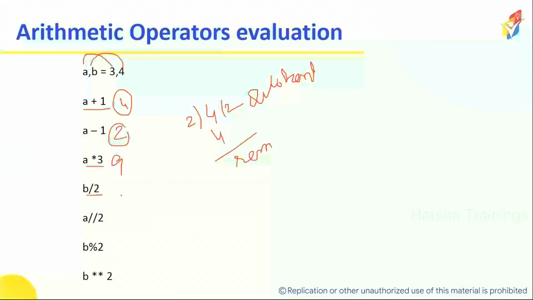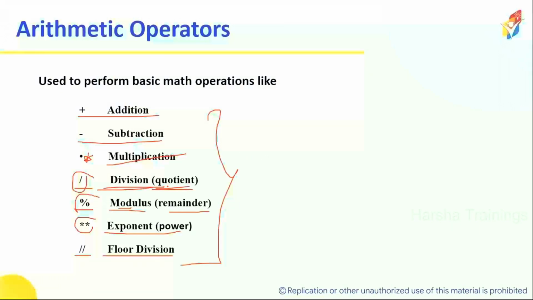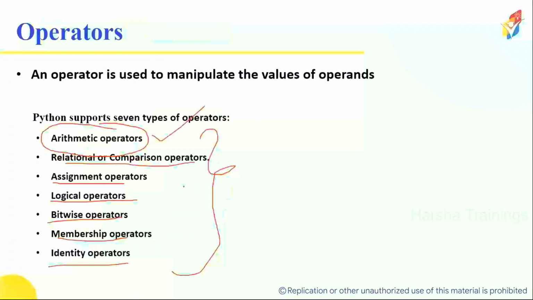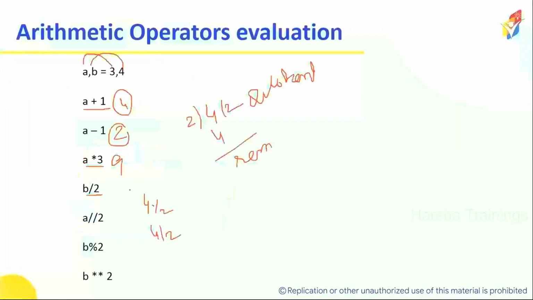Now, if I give 4 mod 2, then 4 divided by 2 will give me the quotient. Now, what will be the answer for this? Is it 2? Yes. Now, for 4 mod 2, the remainder answer is 0, because here I have 4 minus 4 is 0. Is it okay?